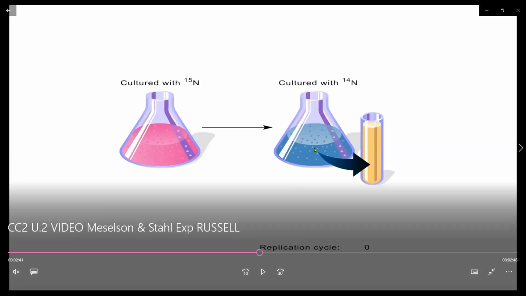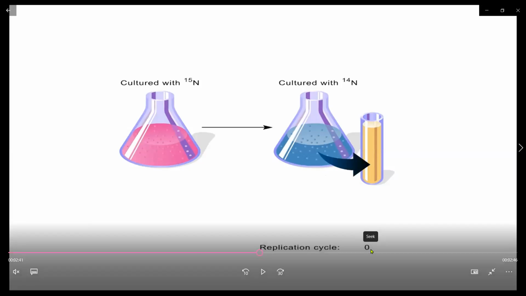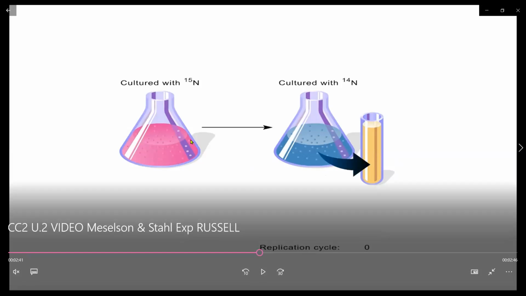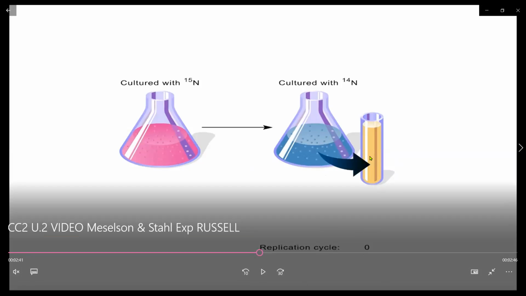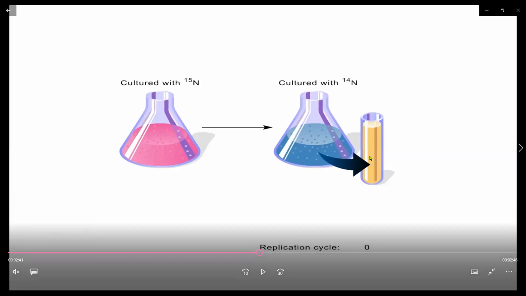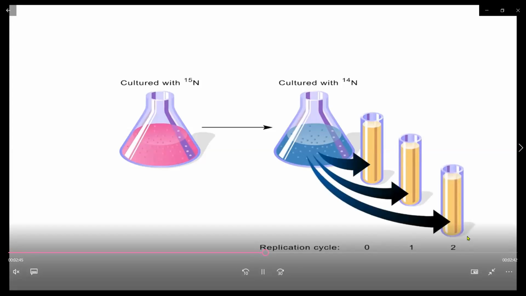So you see replication cycle 0. That was the first cycle. After 20 minutes, they allowed the growth of the cells. They took some E. coli cells from here and allowed the growth in this medium for 20 minutes. And they took out the first batch of cells, which is known as replication cycle 0, to check the nature of the DNA, whether it was heavy, heavy-light, or light. This is the second cycle. This is the third cycle. So after every 20 minutes, they took out the E. coli from the vial.